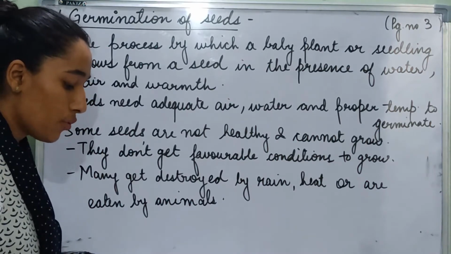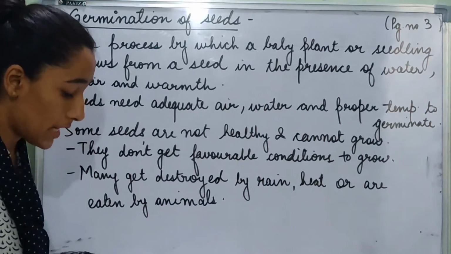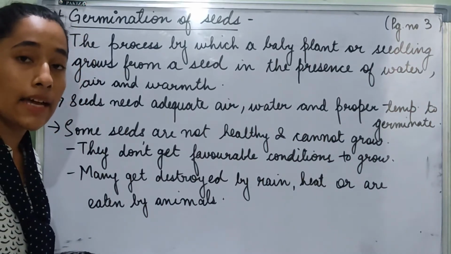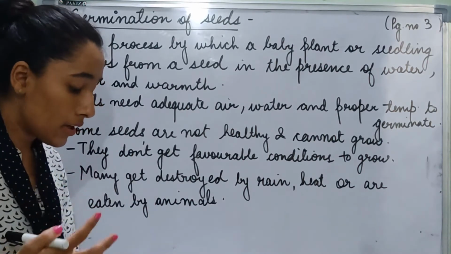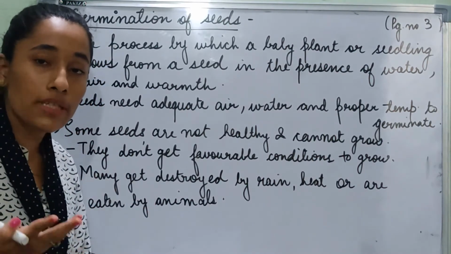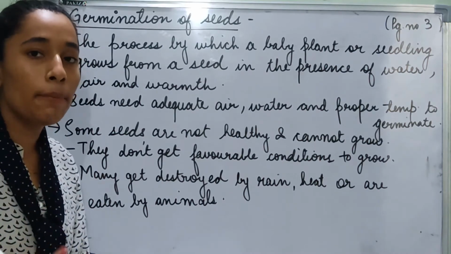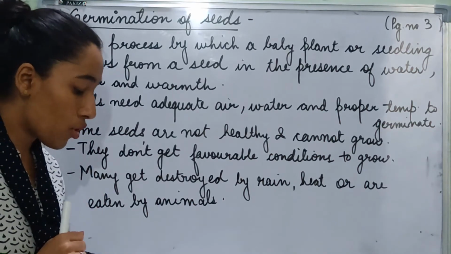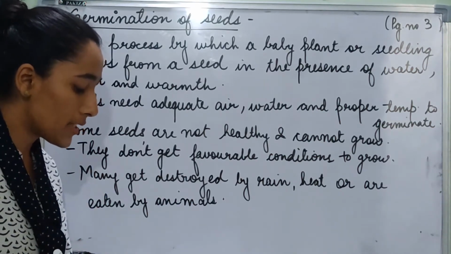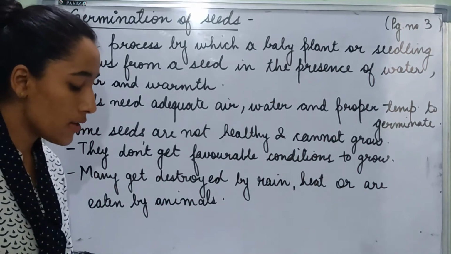You know that a plant produces many seeds, but only a few of them germinate. We learned in the last class that plants grow from their seeds, but plants also produce seeds, and only very few of them germinate or grow up to be bigger plants. So what is germination? Germination is the process by which a baby plant or seedling grows from a seed in the presence of water, air and warmth.